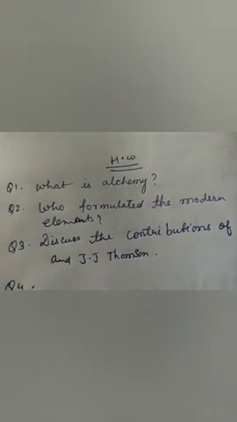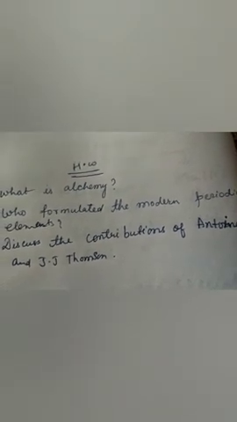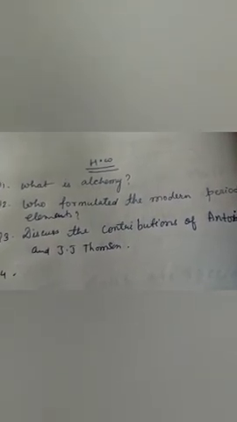In the notebook you will make this one, page number 4, and you will also make the two tables. In homework you will write the answers of these questions in 1, 2, 4 lines. What is alchemy? Who formulated the modern periodic table of elements? Discuss the contributions of Anton Lavoisier and J.J. Thomson. So this is your homework and the classwork for today. In the next video, we will discuss the importance of chemistry in our life.